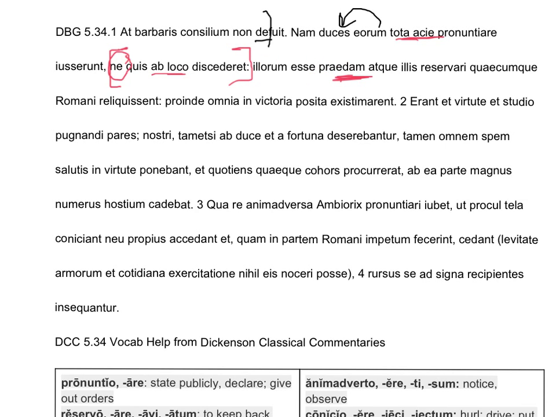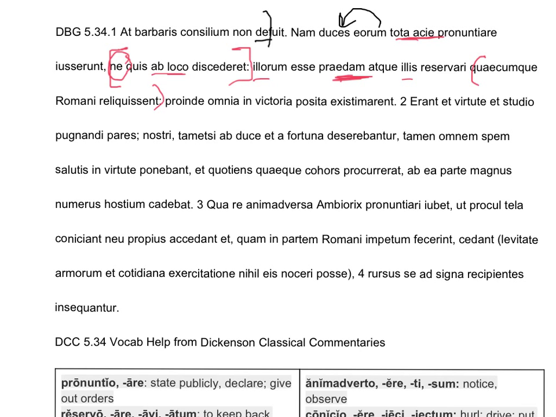And we have another infinitive. This is a passive infinitive. So something is reserved for them. Again, illorum and illis probably both refer to the barbarians. Something is reserved for the barbarians. What is reserved? Quaecumque Romani relinquissent. Whatever the Romans leave behind. Oh, okay. So they're trying to motivate the troops. So let's see. They announce that the plunder is theirs and whatever the Romans leave behind. Notice quaecumque is accusative, Romani is nominative, Romans leave behind whatever. Whatever the Romans leave behind is reserved, passive infinitive, for them, for the Gauls.